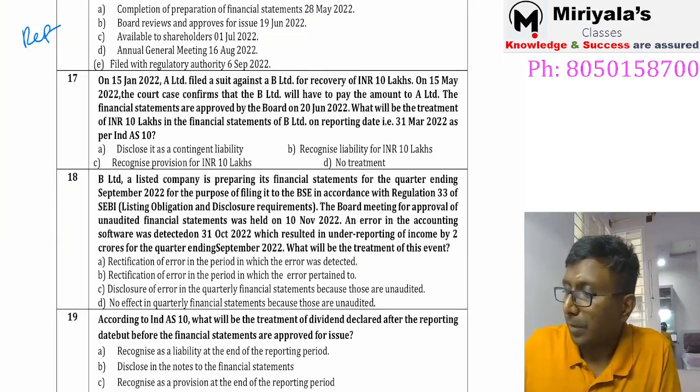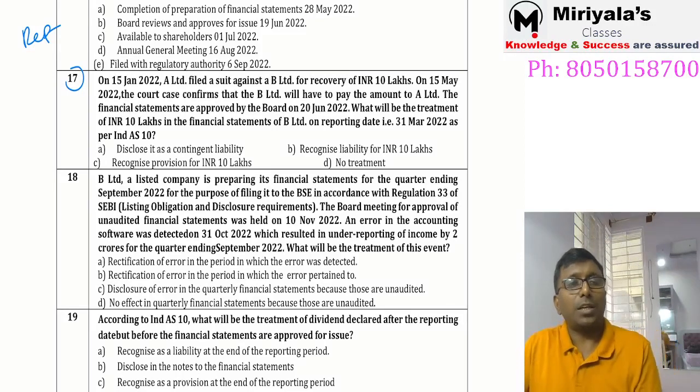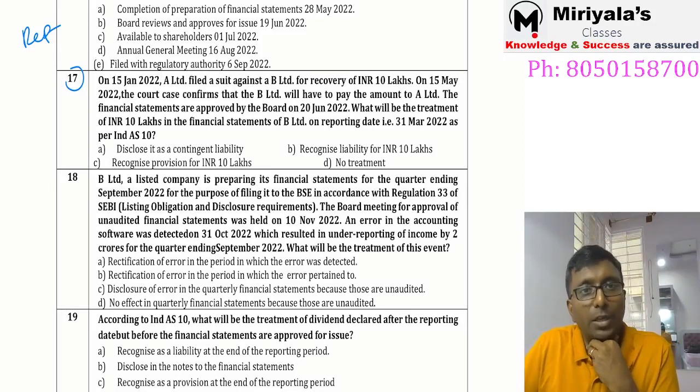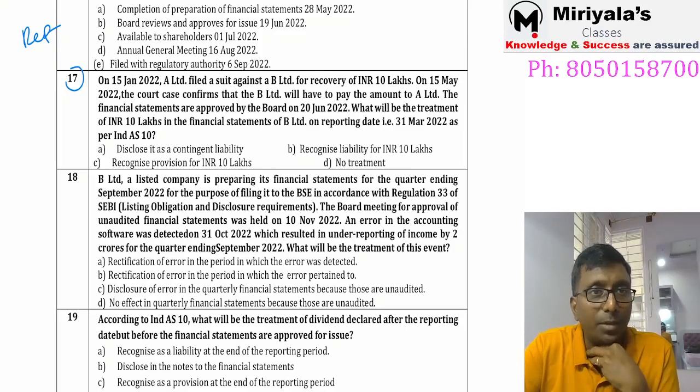Yeah. So let's start the 17th sum now. On 15th January 2022, A Limited filed a suit against B Limited for recovery of 10 lakh rupees. Right. On 15th May, the court case confirms that B has to pay the same.